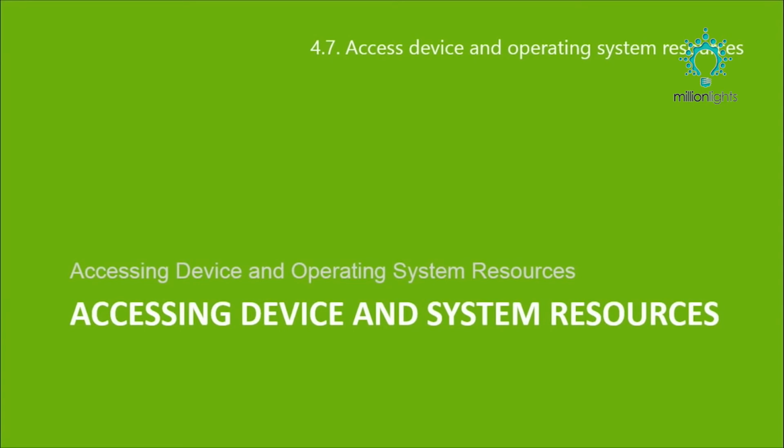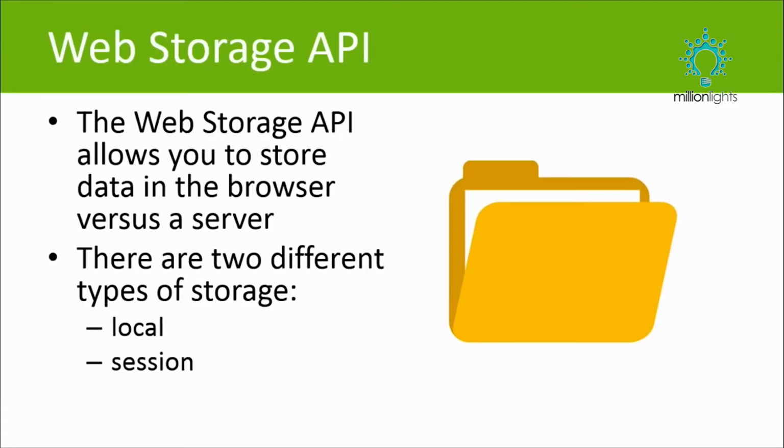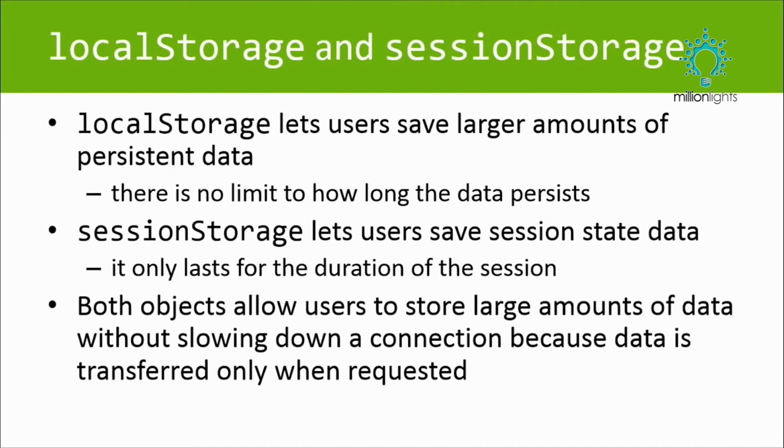Let's finish up here with accessing device and system resources. We talked about the web storage API at length already. It just allows you to store data in the browser locally versus on a web server. There are two different types: local and session storage. Local storage has no limit to how long the data persists, right? You can save a ton of different user information on a local machine, and it's going to stay there for as long as you want.